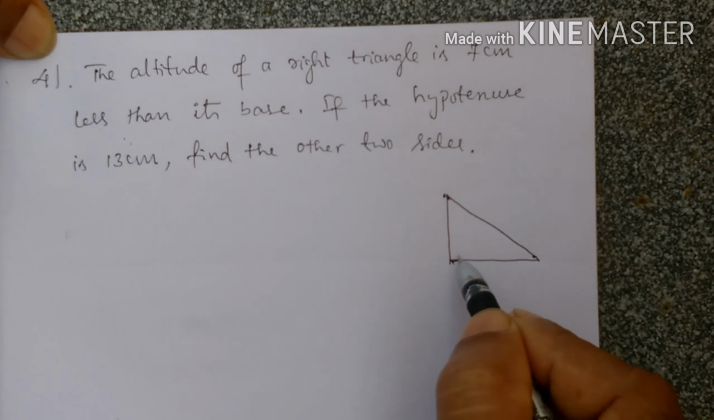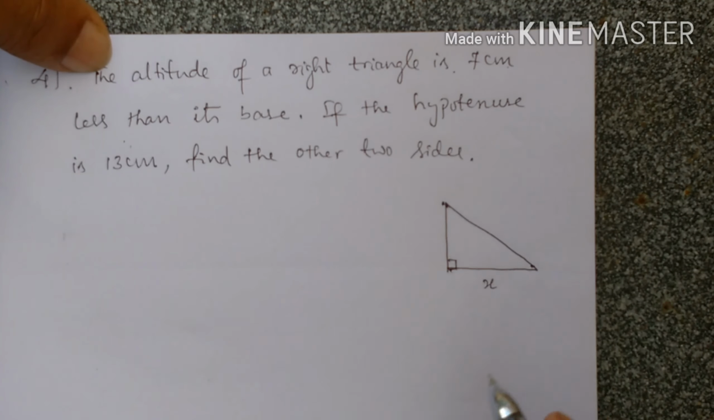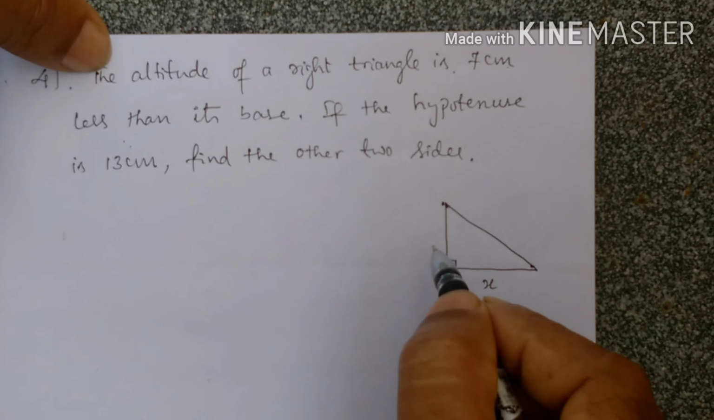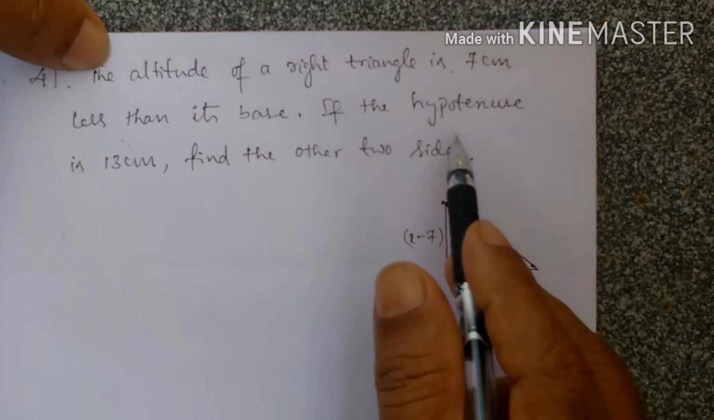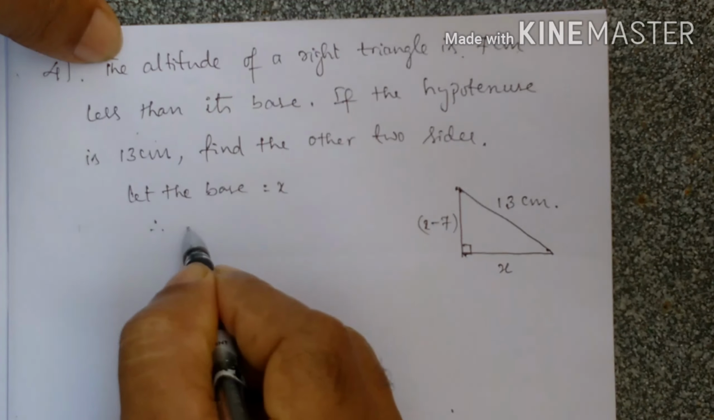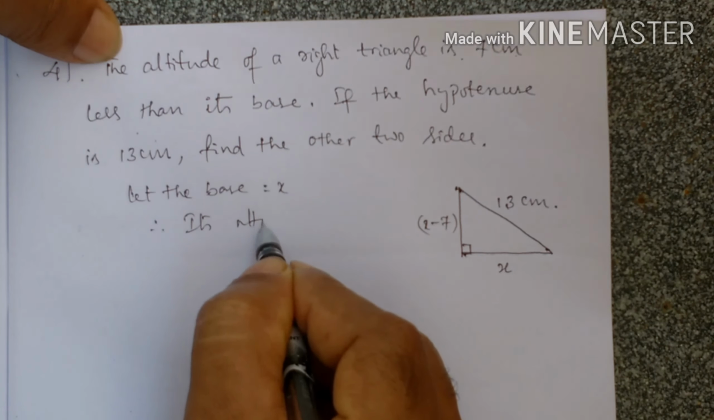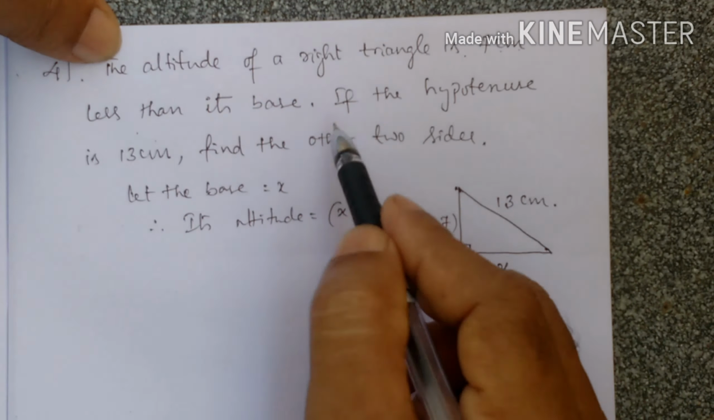The altitude is less than the base, which means the base is the unknown. So that base you take as x. Then you can write directly the altitude, that is 7 cm less, so that is x minus 7. And the hypotenuse they have given, directly you can write 13 cm. So what we have written: let the base be x, therefore its altitude becomes x minus 7 because that is 7 centimeters less.